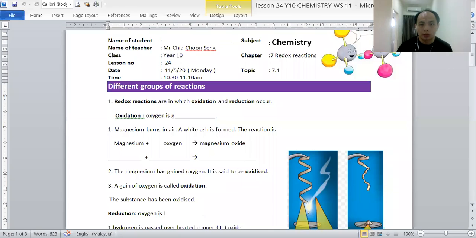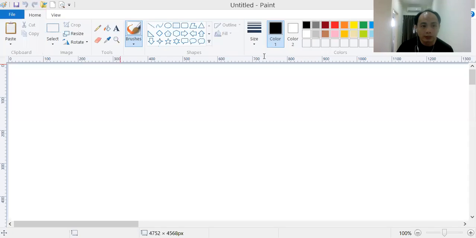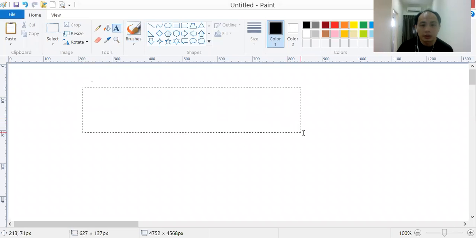Okay, this lesson, chapter 7, redox reaction. Redox reaction means what? Redox reaction means, from the word, reduction and oxidation. Redox. Okay, so we go to a screen. For example, redox reaction.